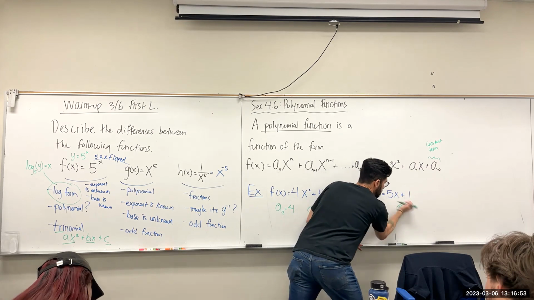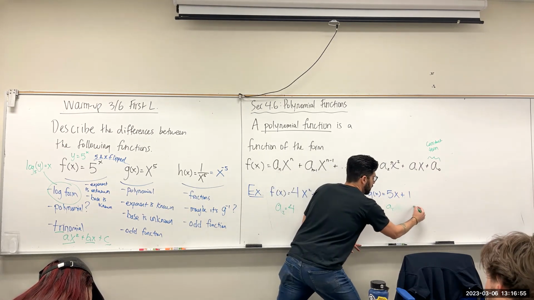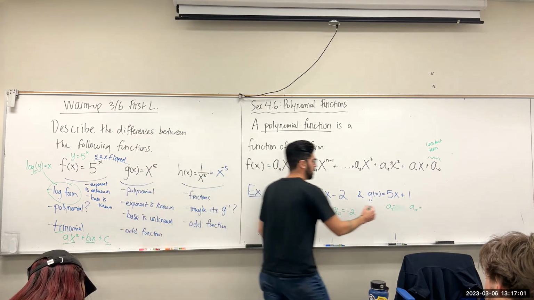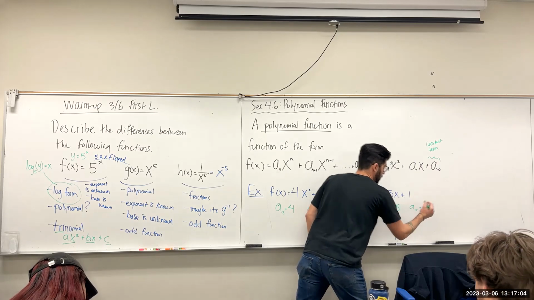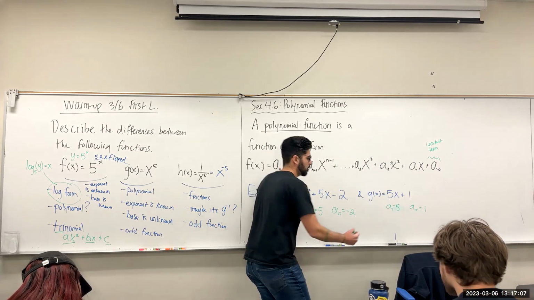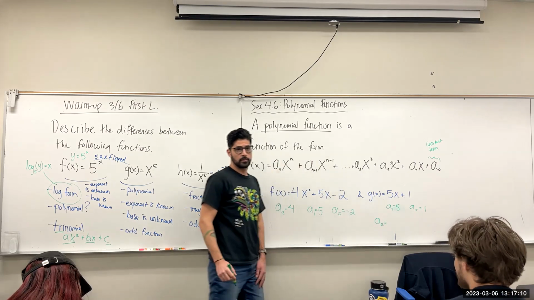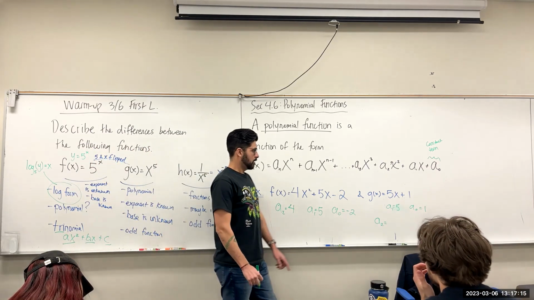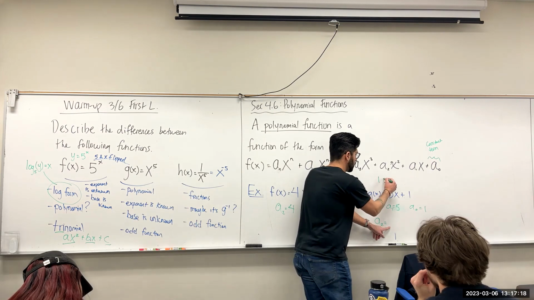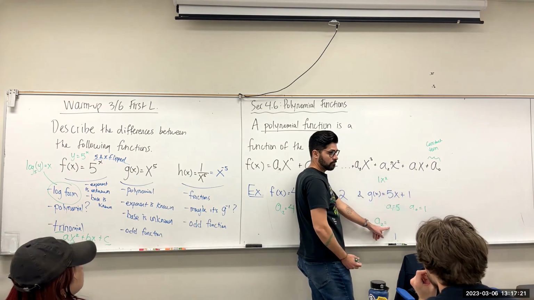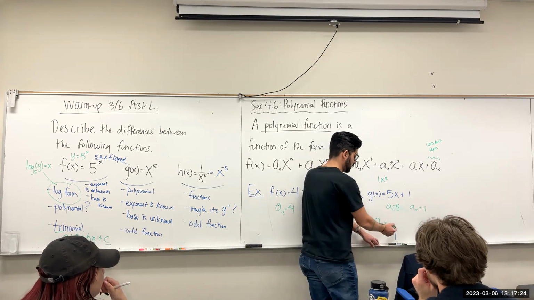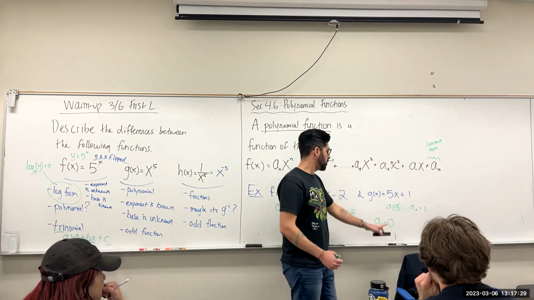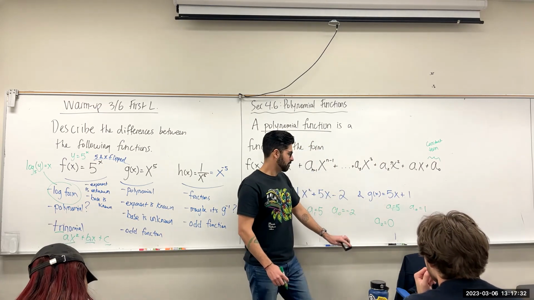Here, how many terms are there? 2. So it'd be A1 and A0. So in this case, A1 is 5. Here's a trick question. What's A2? It doesn't exist. Well, if it was there, it would look something like this. Why do I want to say 0? Because it's not going to make the 5 0, is it? Nope, it's 0. So it's not there. Normally they won't ask you that, but okay. So this is a trick question, right?